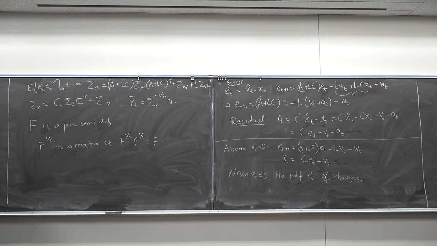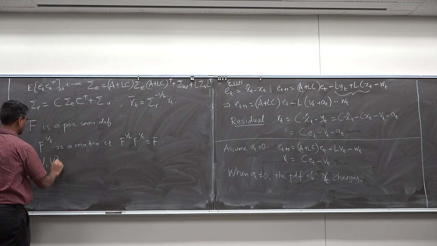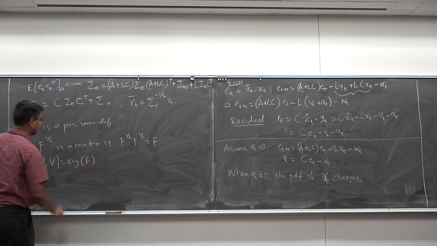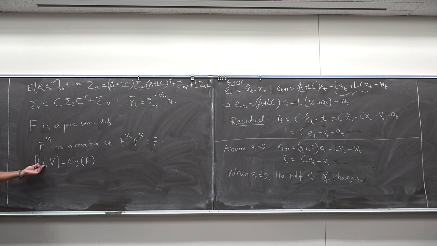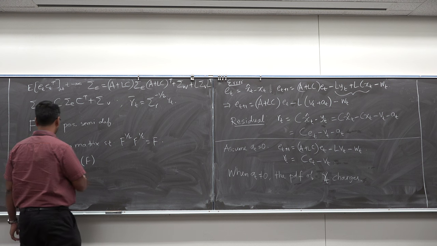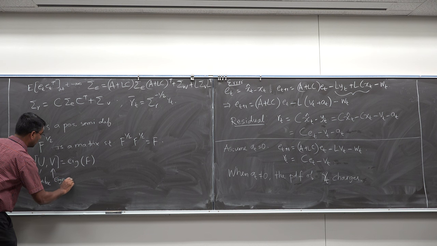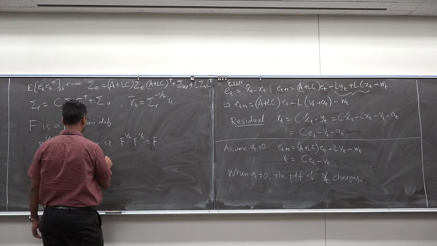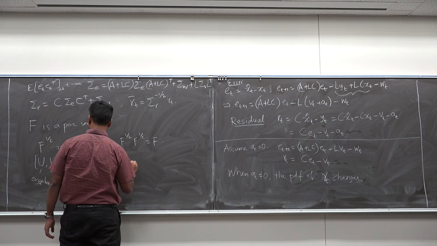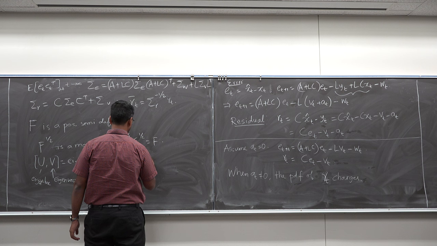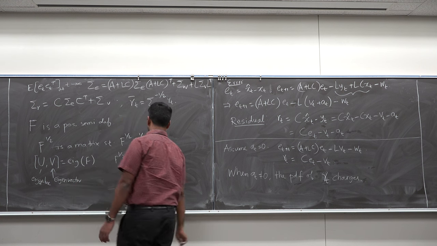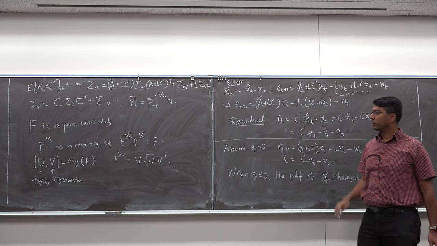F is a positive semi-definite matrix. Then F raised to half is a matrix such that F raised to half times F raised to half equals F. The way to compute this matrix is very easy. You take U, V as the eigenvalue decomposition of F. On MATLAB, U is the set of eigenvalues and V is the set of eigenvectors. Then you can find F raised to half as V times square root of U times V transpose, where by square root of a diagonal matrix, you take the square root of the diagonal entries.